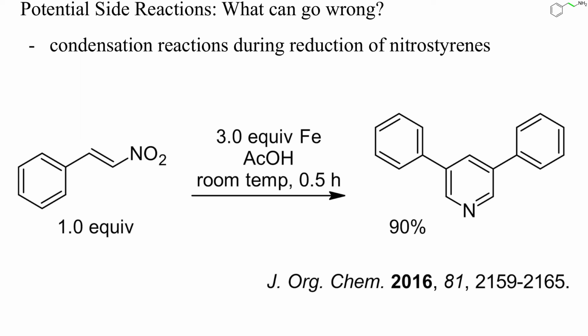During the reduction of nitrostyrenes, many intermediates are formed that can react with each other. Here, for instance, a pyridine was formed in high yield. A higher dilution can sometimes suppress such oligomerizations.